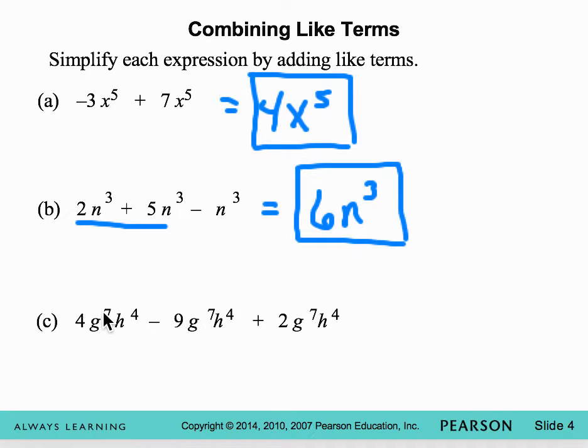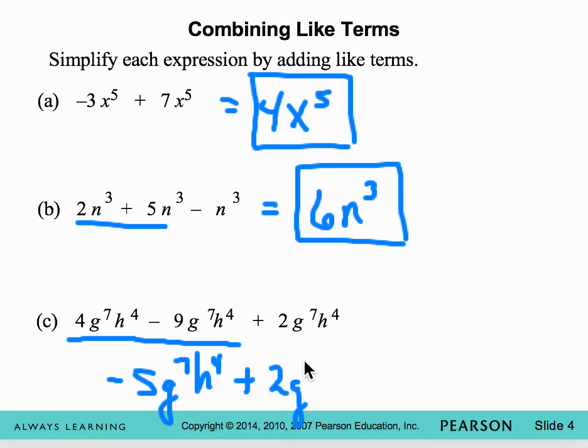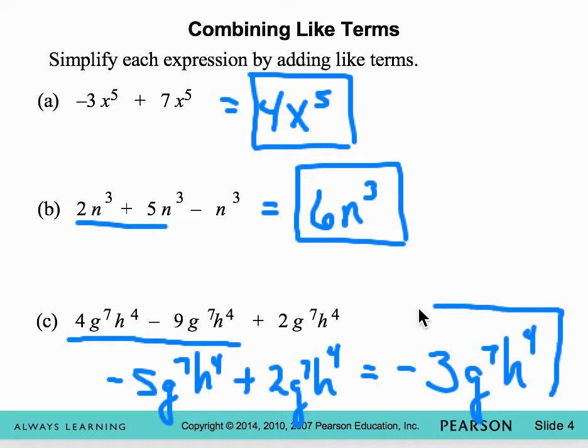Let's see, now this is g to the 7th, h to the 4th, g to the 7th, h to the 4th, g to the 7th, h to the 4th. Perfect. They're like terms. Let's combine them. 4 of them, whatever it is, I don't care if it's an x to the 5th, an n cubed, or all of this. I've got 4 minus 9. That's negative 5 of these things. And then I'm going to have plus 2 of those same things. So negative 5 plus 2 is negative 3 g to the 7th, h to the 4th.